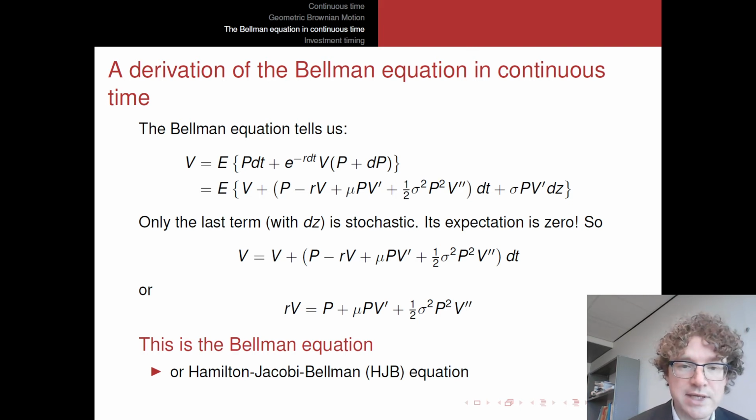R times V equals P plus mu times P times the derivative of V plus a half sigma squared times P squared times the second derivative of V. And this equation is the Bellman equation, or often called, in this context, the Hamilton-Jacobi-Bellman equation, or HJB equation.